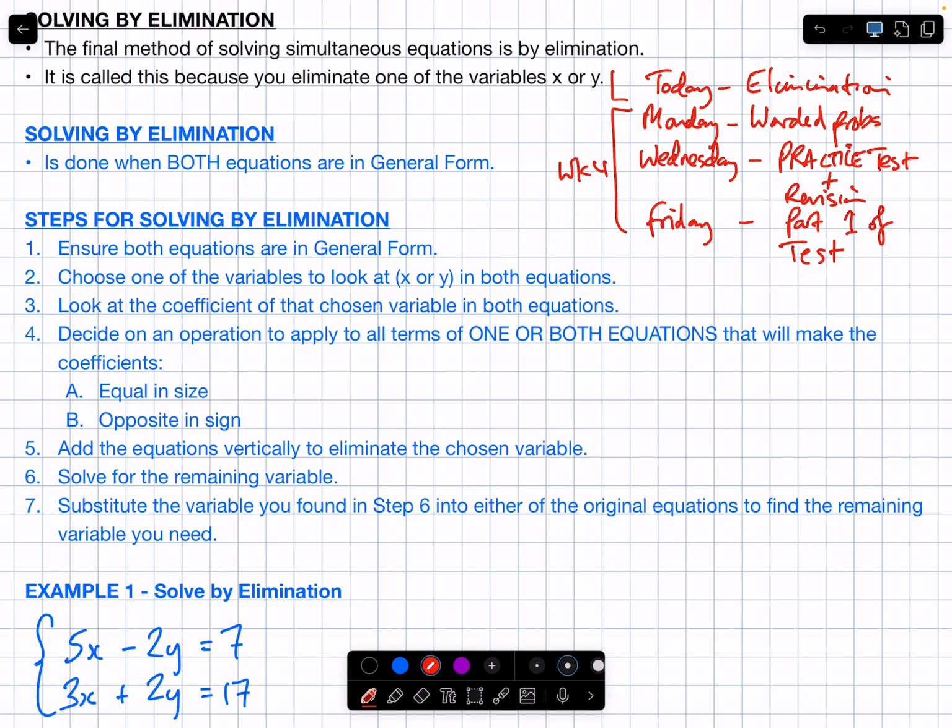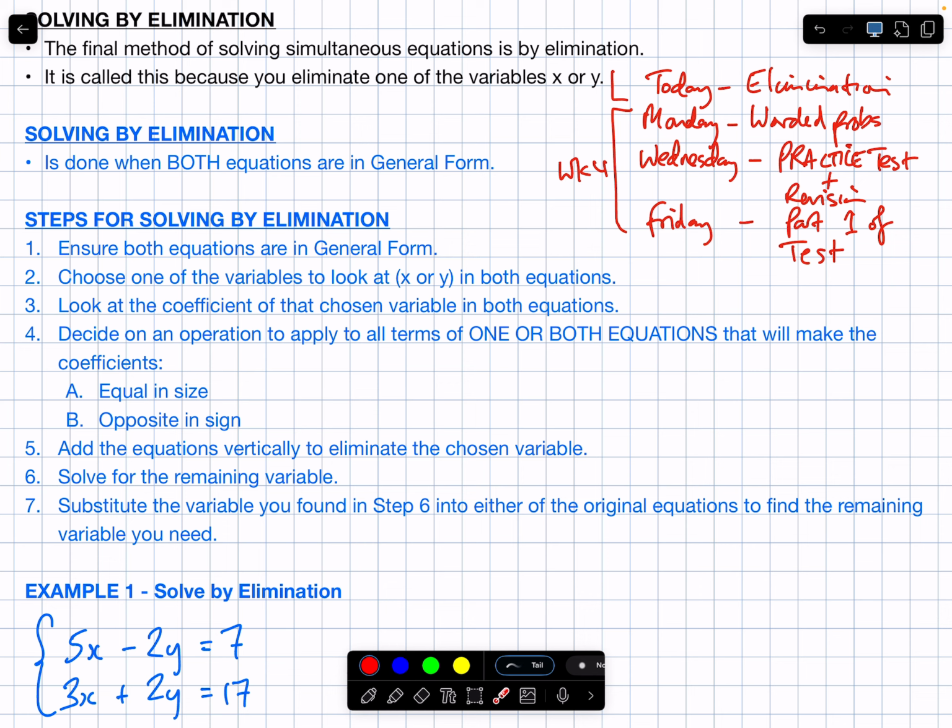This last one, solving by elimination, is the final method. It's called this because you eliminate one of the variables, x or y. What situation do you do this in? It's when both equations are in general form.